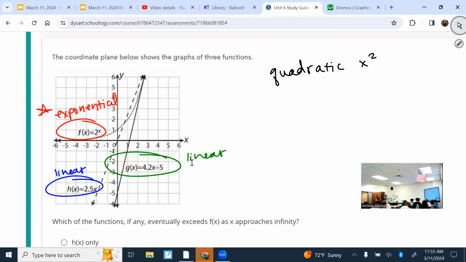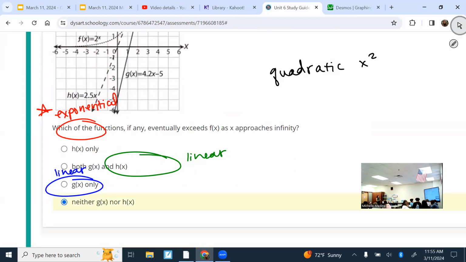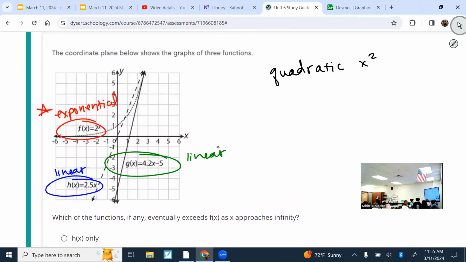So when it says which, if any, will exceed f of x, will any of them exceed f of x eventually? No. They might exceed it at first, but eventually the exponential always overtakes it. So for this one, the answer is neither g of x nor h of x, because exponential is always the one that exceeds the others. It doesn't mean it'll be neither on your test. Make sure you really look at it. Which one's exponential? That one should always be like the winner. Good on this one? Any others?